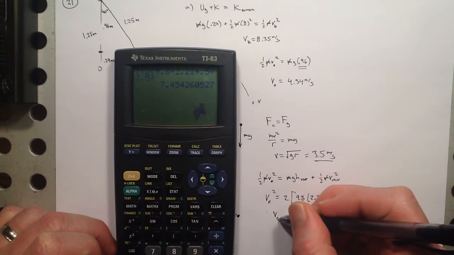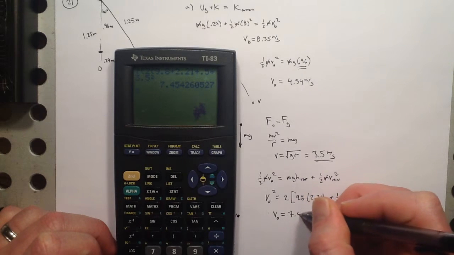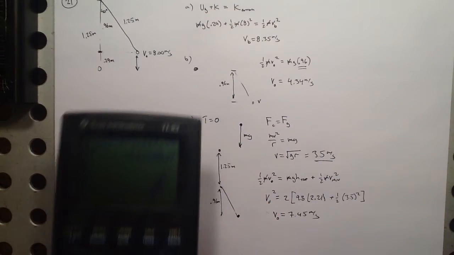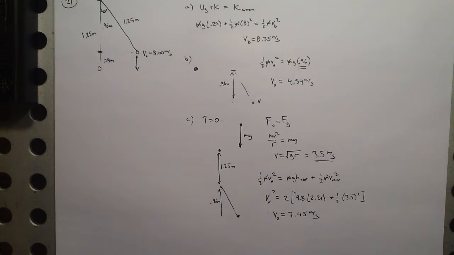So that velocity at the bottom will have to be 7.45 meters per second to make it up to the top with the string just barely remaining straight. Cool. And part D, do the answers to B and C increase, decrease, or remain the same if the theta is increased by a few degrees?